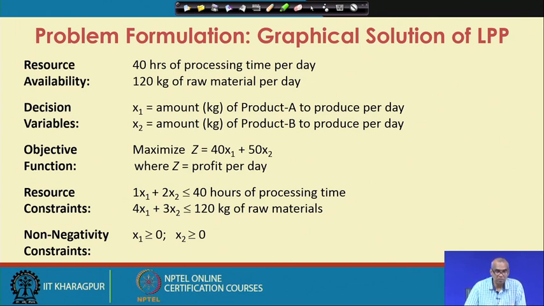1 kg of product A gives me 40 rupees of profit. So, x 1 kg of product A gives me 40 x 1 amount of profit. Similarly, 1 kg of product B gives a profit of rupees 50. So, x 2 kg of product B gives a profit of 50 into x 2. So, the total profit is z equal to 40 x 1 plus 50 x 2 per day. So, this is the objective function z equal to 40 x 1 plus 50 x 2 and we need to maximize this.